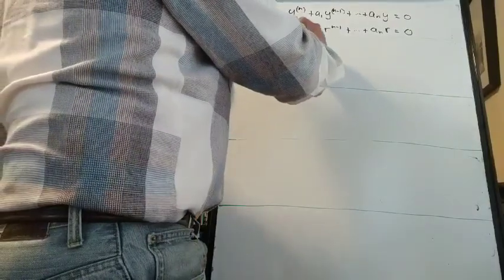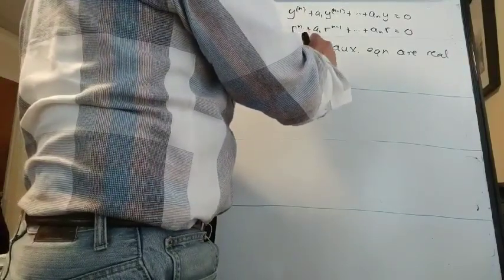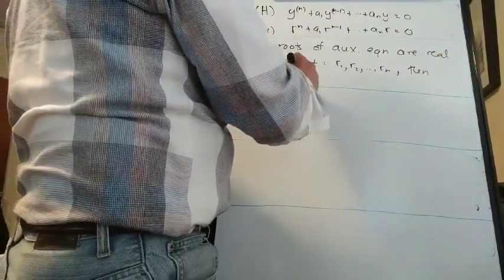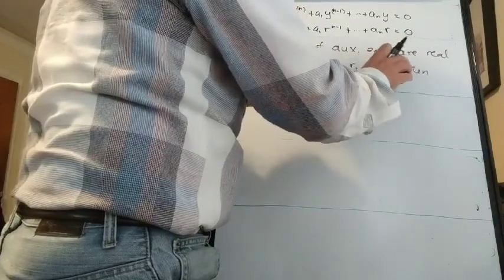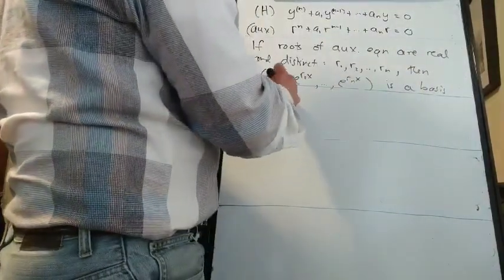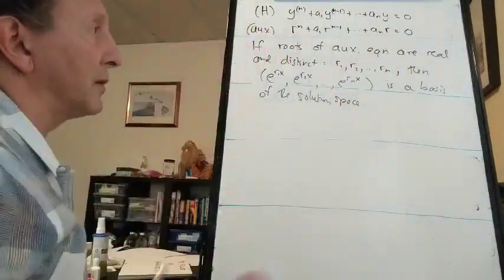So if the roots of the auxiliary equation are real and distinct, let's say r1, r2 up to rn, then e to the r1x, e to the r2x, etc., e to the rnx, oops, that x goes in the exponent, is a basis of the solution space. So you just take those roots and put them in the exponents. That's all there is to it.